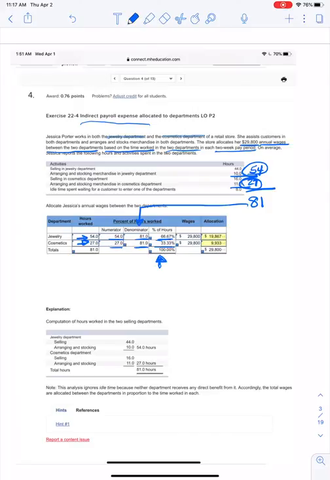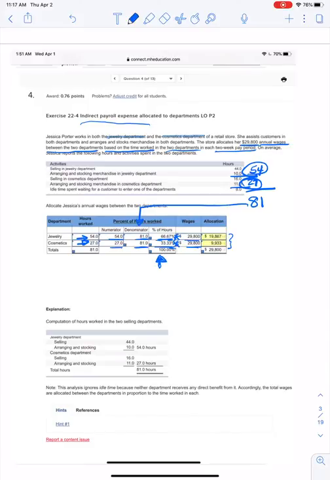Next, what we want to look at is, well, how do we get the actual allocation? Well, at this point, it's pretty simple. We've done the hard work of getting these percentages. Now we just have to multiply this by the actual amount of wages. So now we'll take this by my annual salary of $29,800, and we can see that over the year, this is the allocation that we expect: $19,867 to the jewelry department and $9,933 to the cosmetics department.